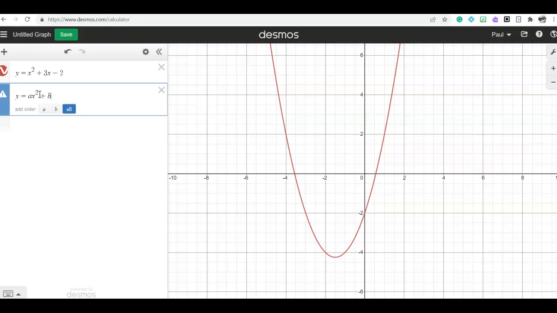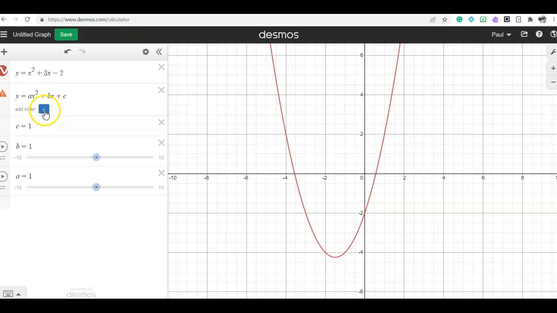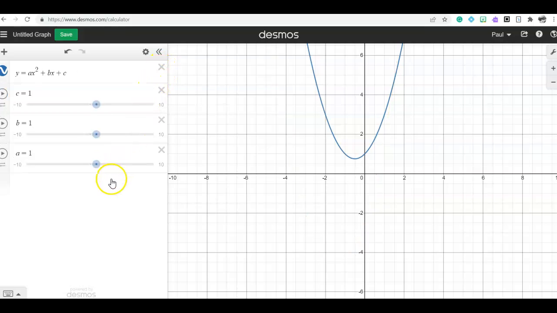You could have B. And then a plain old number is just titled with C. And what you see pops up here, add a slider. A, B, and C. So what happens is we adjust the A value. And let me get rid of my first graph there. And this is what I'd like for you to do: as you adjust the A value, what happens to the graph?